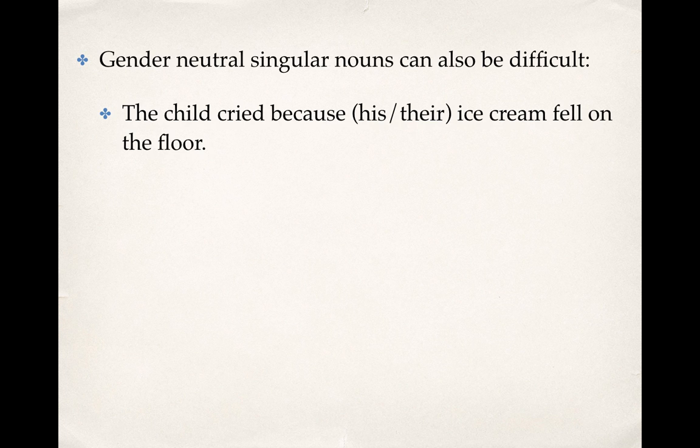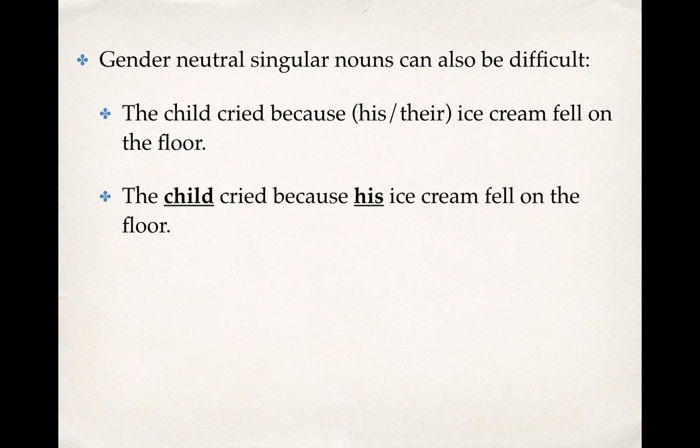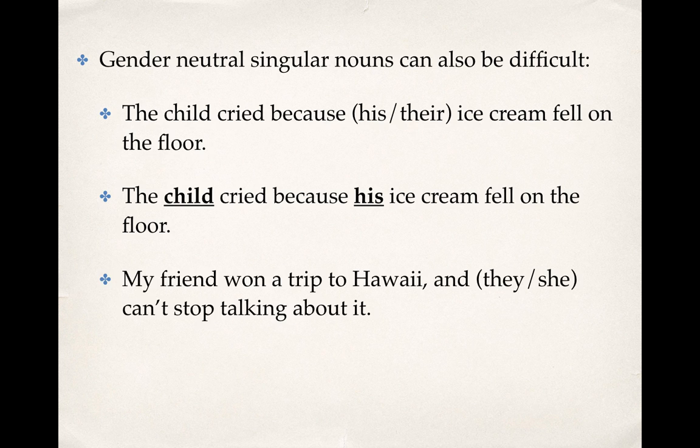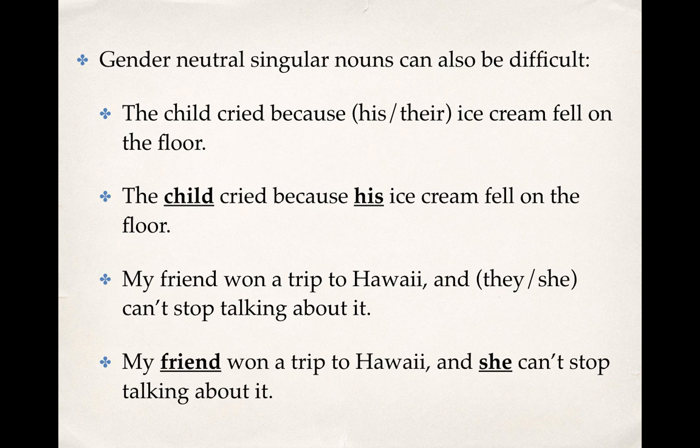So, for example, in this sentence, the child cried because, now what's the antecedent? The antecedent is child. Child is singular. So the answer is his. The child cried because his ice cream fell on the floor. Even though we don't know the gender, we have to use the singular pronoun because the plural one would be incorrect. My friend won a trip to Hawaii and they or she can't stop talking about it. The correct answer would be she. My friend won a trip to Hawaii and she can't stop talking about it.